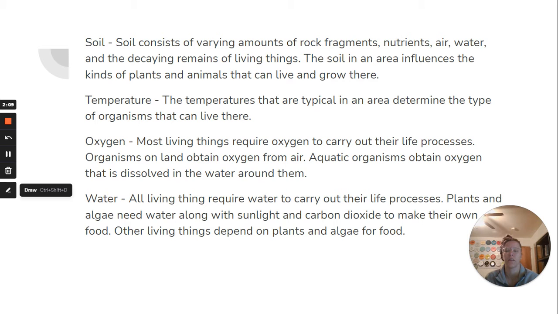Then we have temperature. The temperatures that are typically in an area determine the type of organisms that can live there. Then oxygen. Most living things require oxygen to carry out their life processes. Organisms on land obtain oxygen from air. Aquatic organisms obtain oxygen that is dissolved in the water around them. Water. All living things require water to carry out their life processes. Plants and algae need water along with sunlight and carbon dioxide to make their own food. Other living things depend on plants and algae for food.